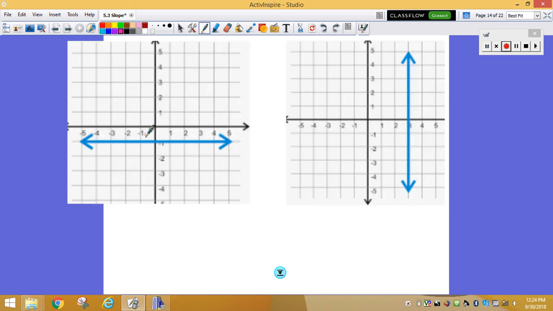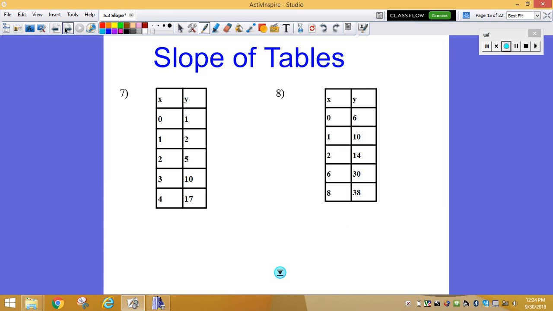Real quick refresher from the second or third slide, I can't remember. If it's a horizontal line, no need to even do the slope. The slope is 0. If it's a vertical line, the slope is undefined. Horizontal is 0, vertical is undefined.